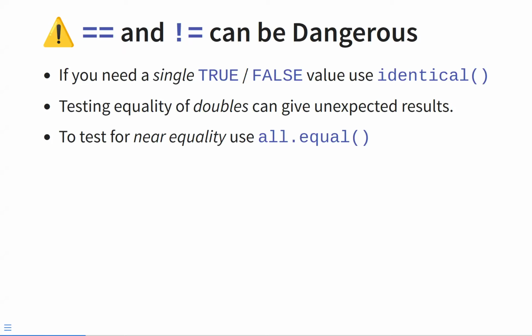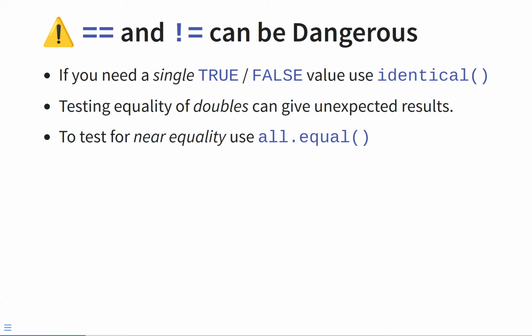Now, I've just taught you double equals and not equals, and I need to immediately warn you that these are actually pretty dangerous. In general, although there are some minor exceptions, you really don't want to be using these very often in R. In particular, if you need to make sure that you're returning a single true or false value, you should be using the function identical.